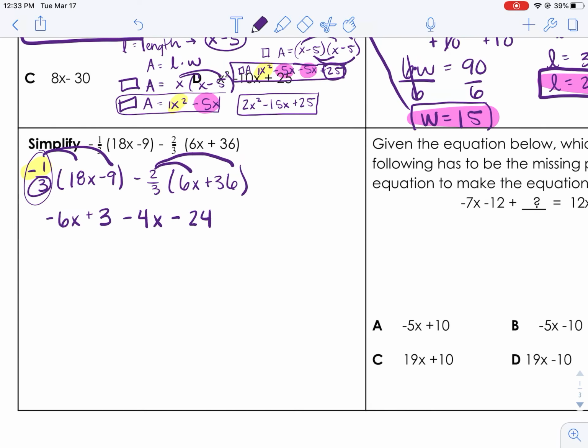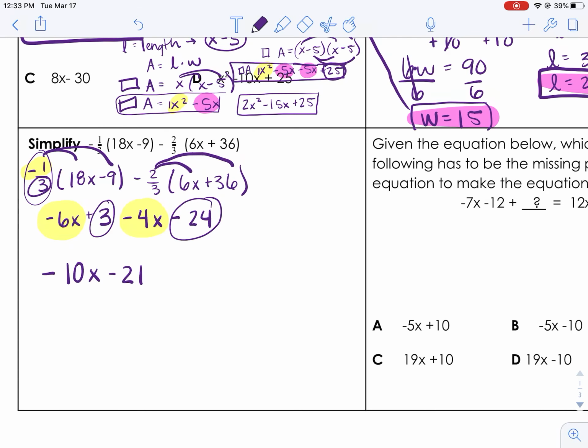Okay, then we want to check and see if we can simplify any more, if we can combine any more like terms. So we've got negative 6x and negative 4x. Those have the same letter and the same exponent, so we can combine them. We get negative 10x. Then we can take our constants and combine them, and we're going to get negative 21. So make sure you're being very careful with negatives.